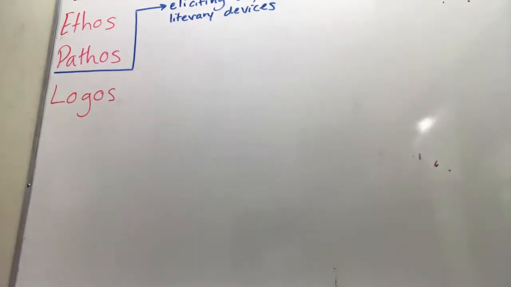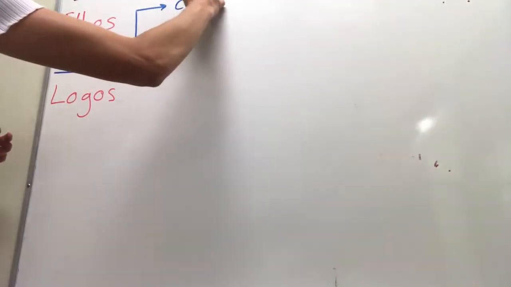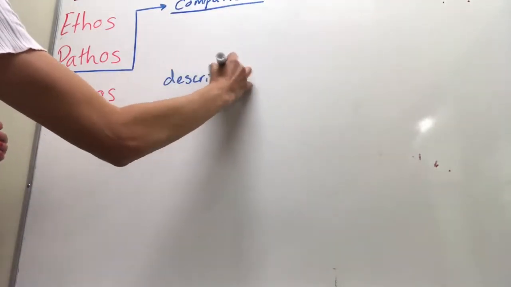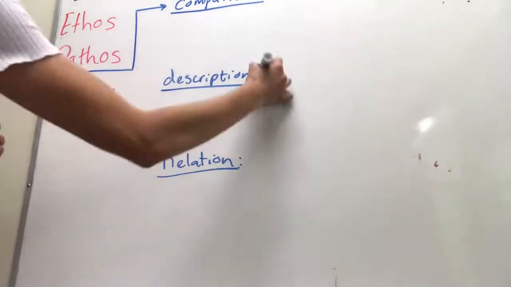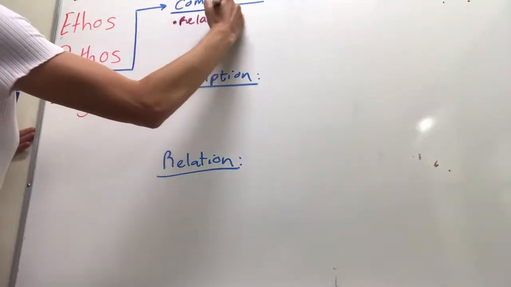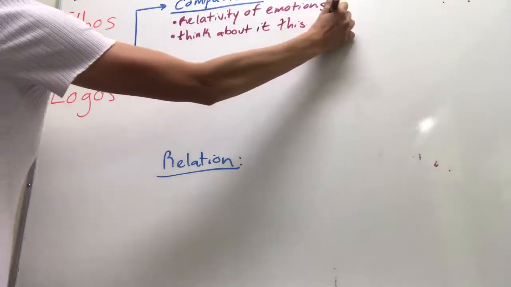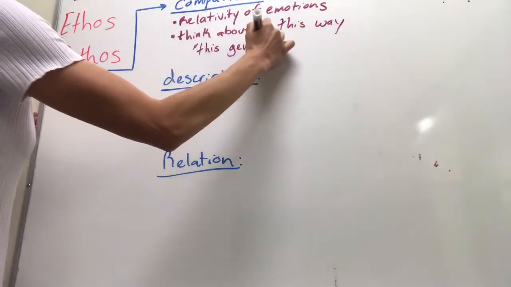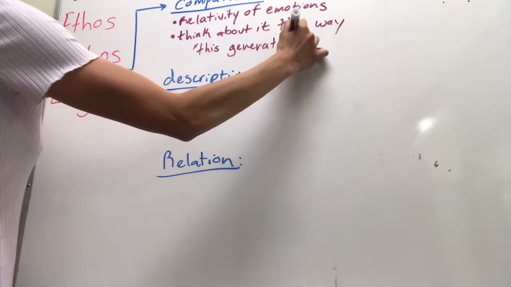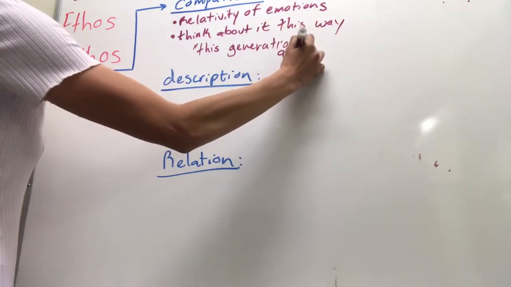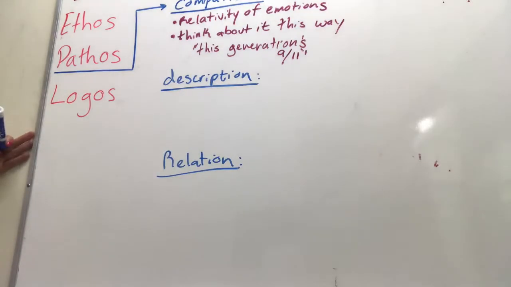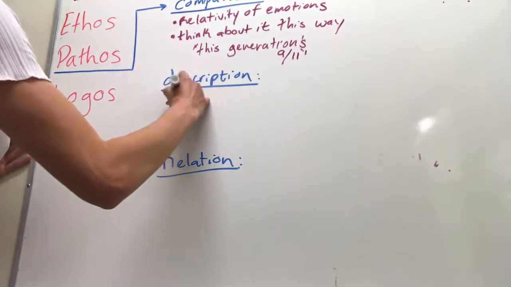So, on to pathos. The goal of pathos is to elicit emotions using literary devices. The first way we can do this is comparison, because emotions are relative. When you compare it to something that your audience might be aware of, it's a good way to elicit these emotions. A great example of this is when people say, it's this generation's 9/11, because that nationwide sentiment can be related to.